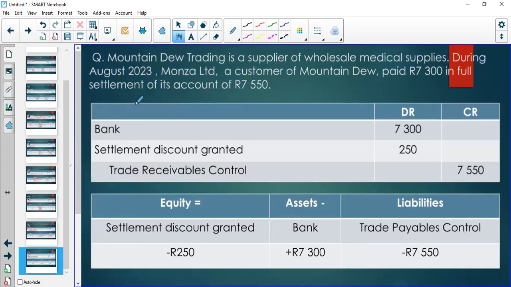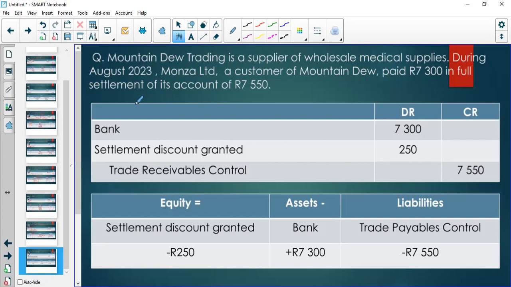So the last question is a bit interesting, but it's not complicated. Remember, eventually we will come to transactions where we will include VAT, and that's going to be a lot more interesting. But for now, there is no VAT being involved, so we can be happy. So what happened in this particular case then?